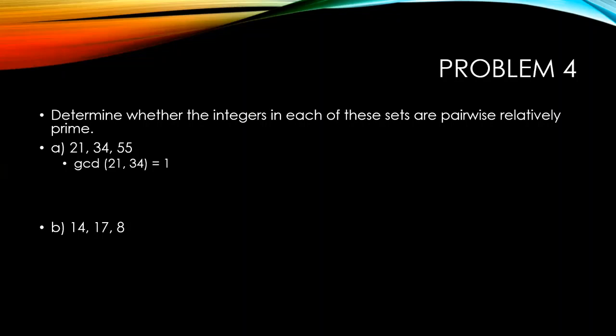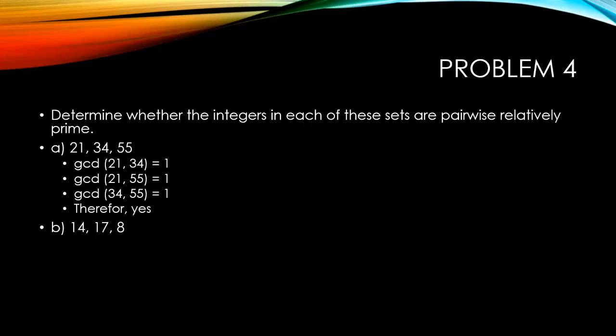So the GCD is 1. Okay, because this is 3 and 7, and the other is 2 and 17. How about 21 and 55? Still, the common factor is 1. 34 and 55, still the GCD is 1. Since all combinations yield a GCD equal to 1, therefore this given is pairwise relatively prime.